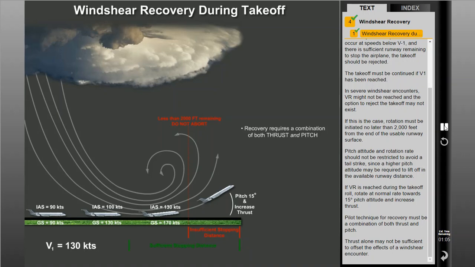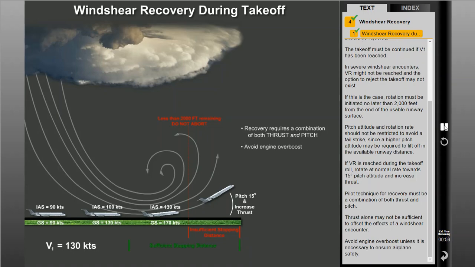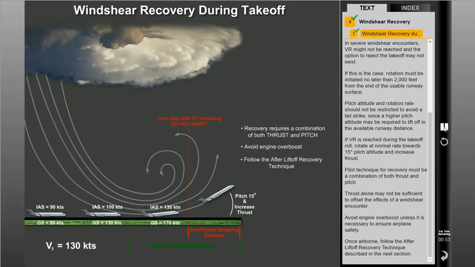Thrust alone may not be sufficient to offset the effects of a wind shear encounter. Avoid engine overboost unless it is necessary to ensure airplane safety. Once airborne, follow the after liftoff recovery technique described in the next section.